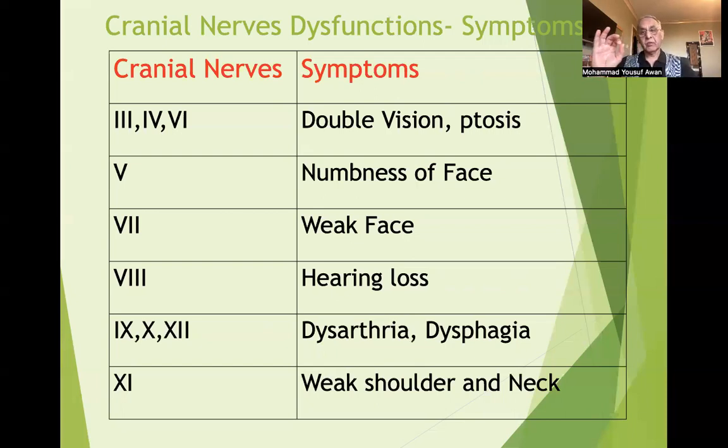So examine the cranial nerves and find which cranial nerve is involved. Think about which part of the brainstem holds the nucleus of that cranial nerve, and think that the lesion is localized in that part of the brainstem. So it's very simple, not very difficult. Localization depends on the cranial nerve examination and which part of the brainstem is involved, depending upon the sign of the particular nerve.